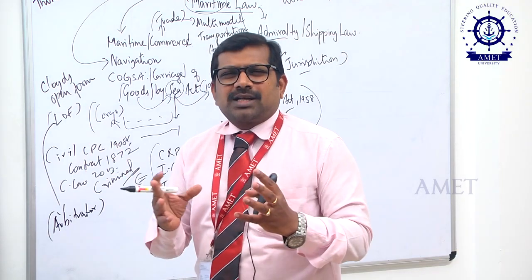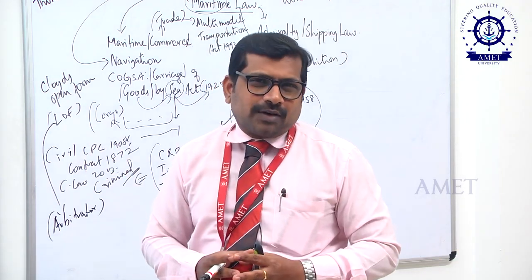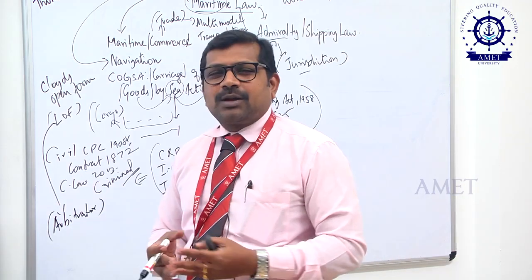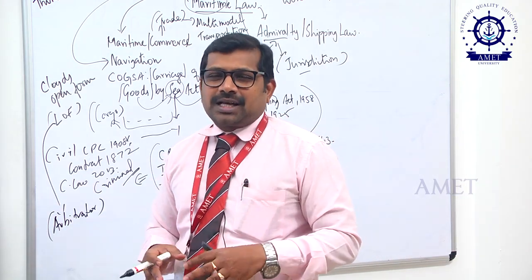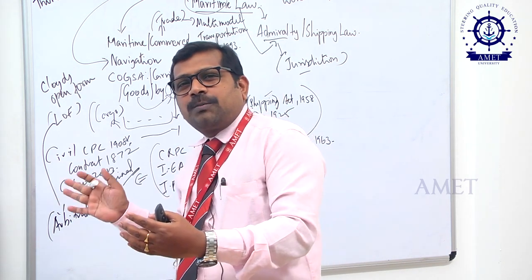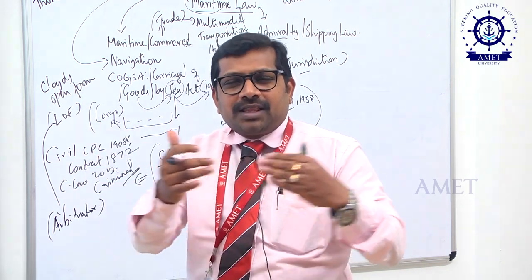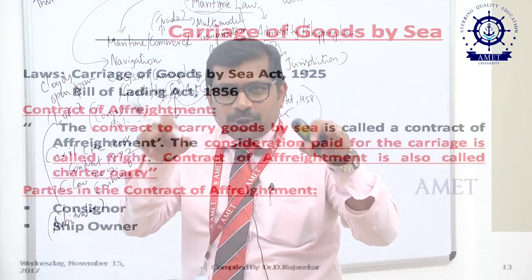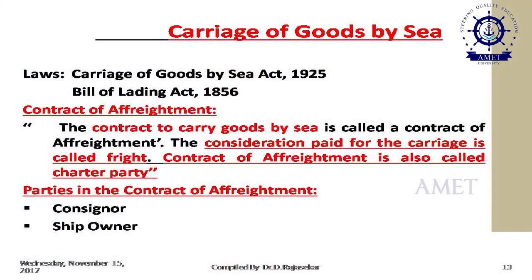So, who are all the parties which may be present in the contract of affreightment? One is the consignor and another one is the ship owner. These parties enter into the contract where they are going to take the goods from one place to another place, but the various types of charter parties need to be mentioned in the contract. As per the contract, both the ship owner and charterer need to follow the rules and regulations.